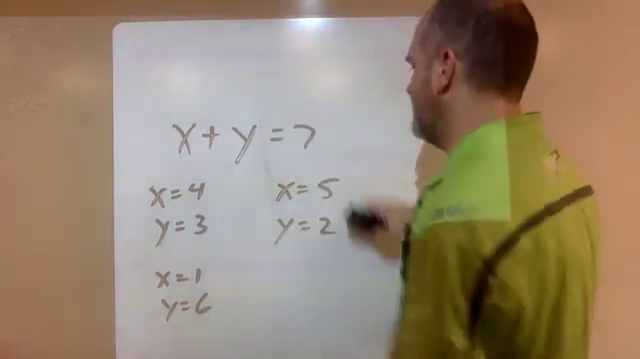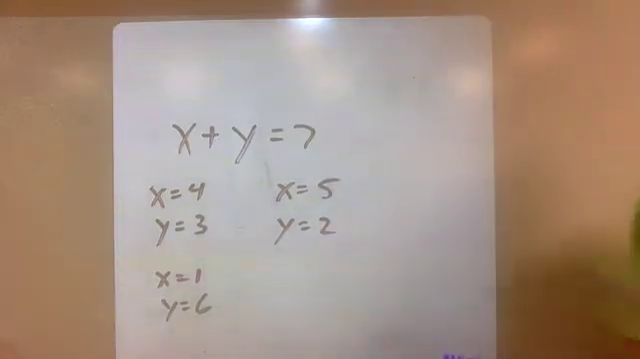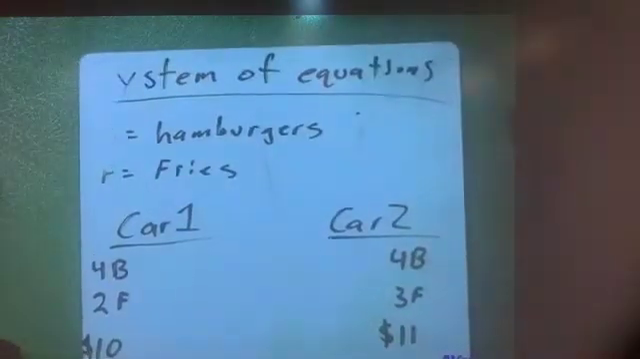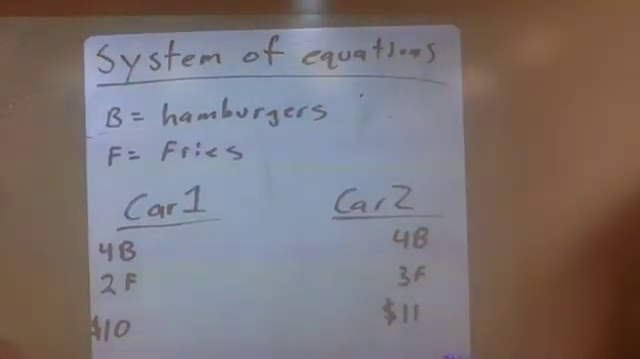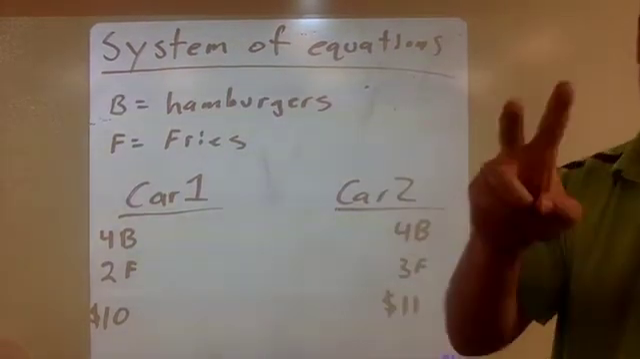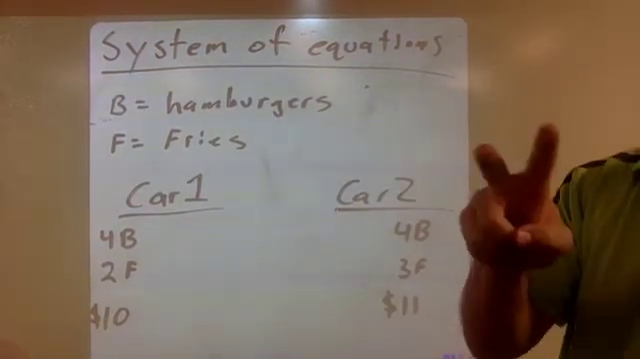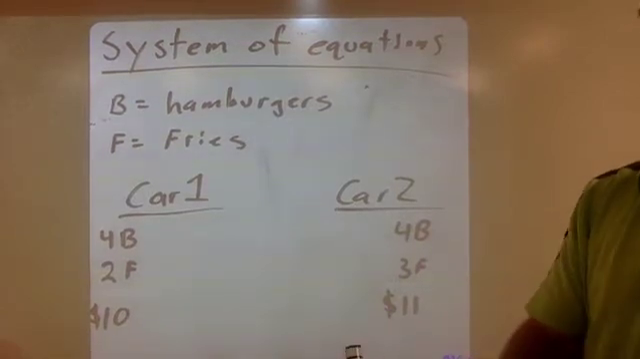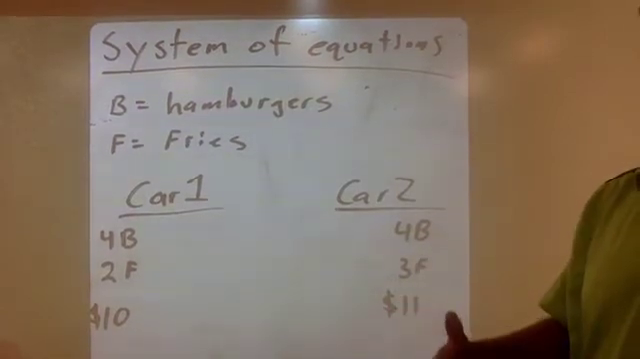So how are you supposed to figure out what x and y are? If there's two unknowns, you have to introduce a second equation. Now we have what's called a system of equations, and that's what this standard is. Systems of equations. And that means two equations because there's two unknowns in each equation. But then we can figure out what those unknowns are.